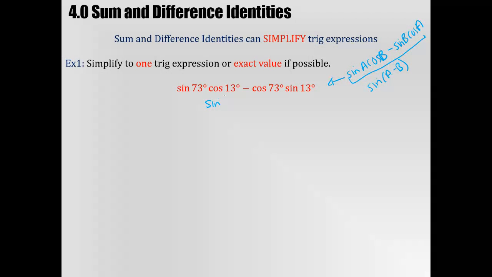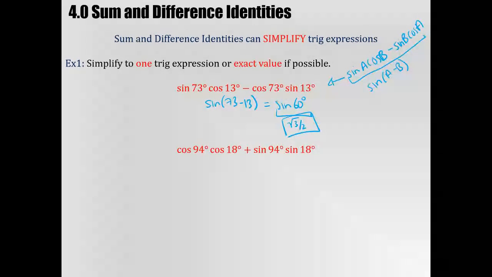There it is. Sine of 73 minus 13, which, oh, check that out. Sine of 60. Oh, it's special. The sine of 60, well, what's that? Root 3 over 2. So something that we might not have known that we could work with or figure out without a calculator, you actually can with this identity. Right, and same thing here.